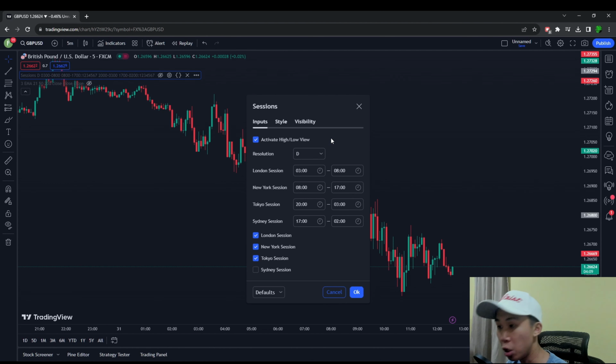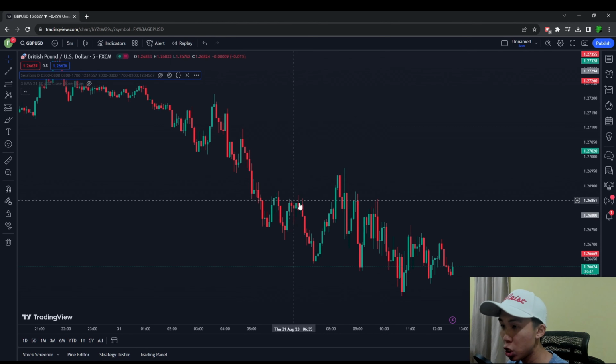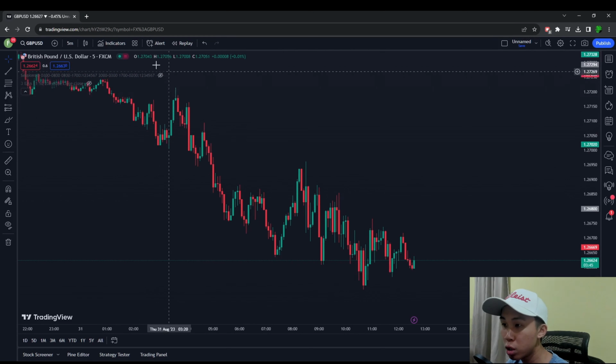This is the New York timing. You can key it in later, but for our session today, we'll be only focusing on the Tokyo session. This timing is based on New York time. The open of the Tokyo session will start 8 p.m. New York time and it will end 3 a.m. New York time.